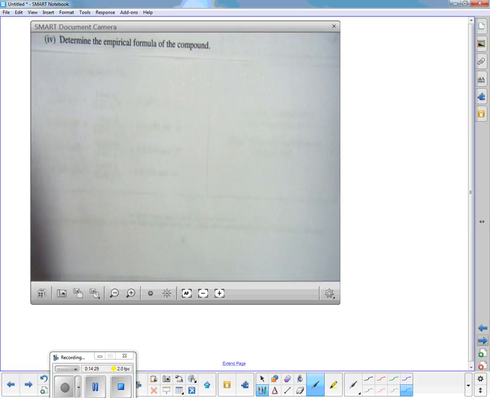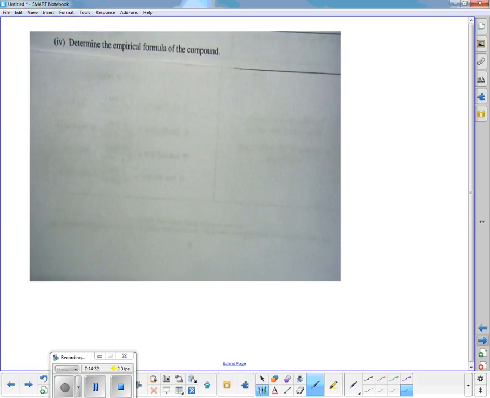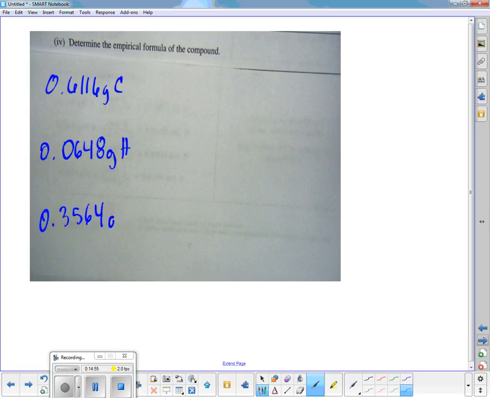Okay, so the next one is to determine the empirical formula. So this is where we take each of the masses that we had. I can't remember them all, so I'm going to pull them up here. We had 0.6116 grams of carbon, 0.0648 grams of hydrogen, 0.3564 grams of nitrogen, and 0.2031 grams of oxygen, right? We need to change each of those into moles. So, factor label.